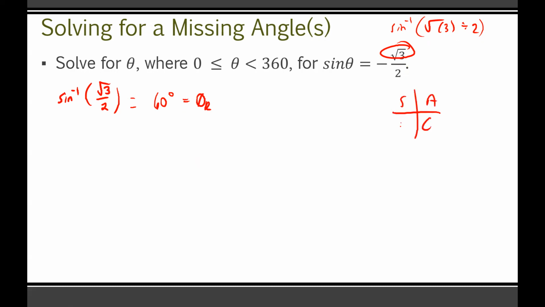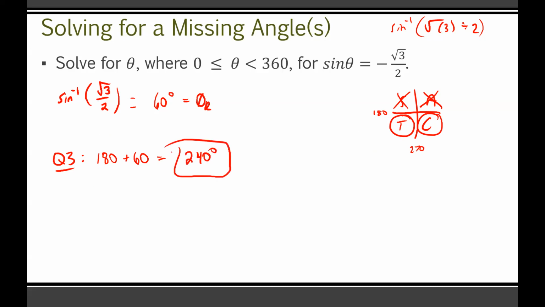CAST rule is going to tell us, since sine is negative here, we're definitely not in the All quadrant, and we're definitely not in the Sine quadrant. That means we're down here or we're down here. You have to assume you're in both. So let's start with quadrant 3, the T quadrant, right? Since this is 180 degrees and we have a reference angle, which always comes off the x-axis, of 60 degrees, we just need to go 180 plus another 60 degrees. Because in quadrant 3, we know our answer is going to be somewhere between 180 and 270. So 180 plus 60 gives us 240 degrees. There's one of our answers.